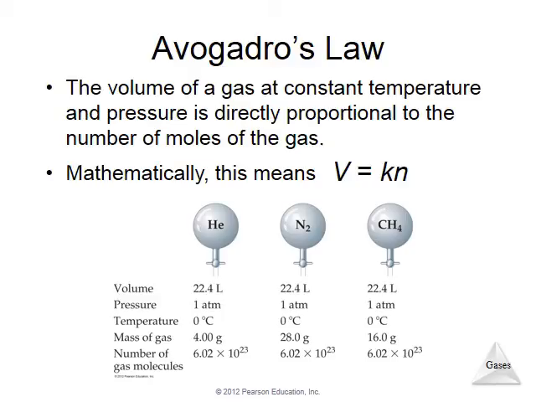Avogadro's law: the volume of a gas at constant temperature and pressure is proportional to the number of moles. That means if I have larger number of moles, there'll be larger volume. Smaller moles, there'll be smaller volume under same pressure.